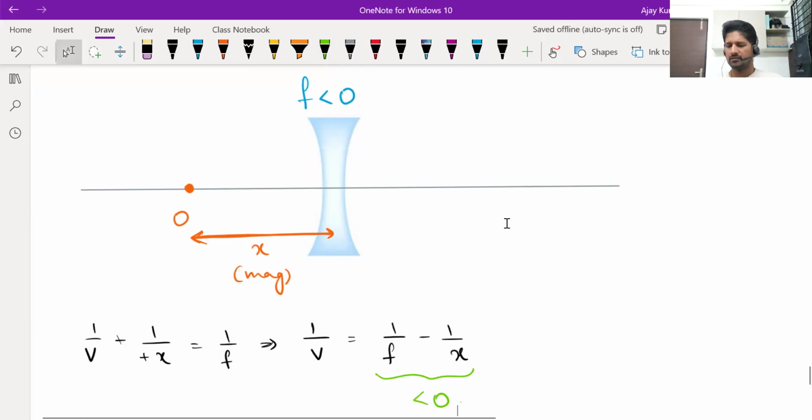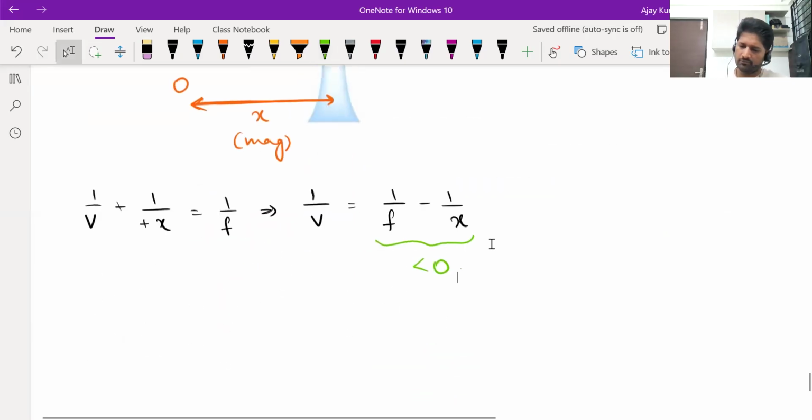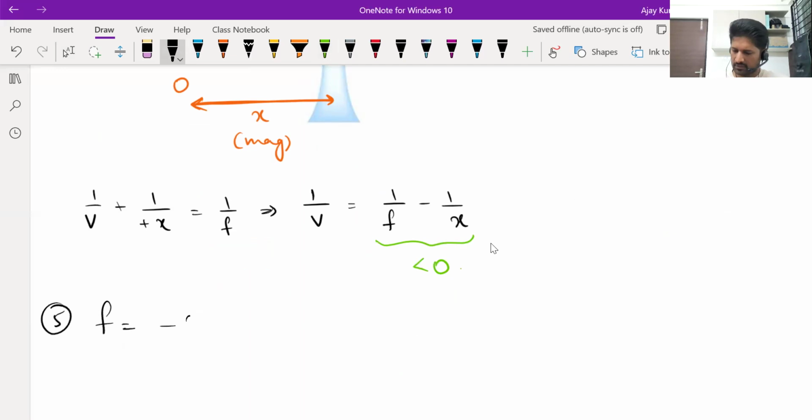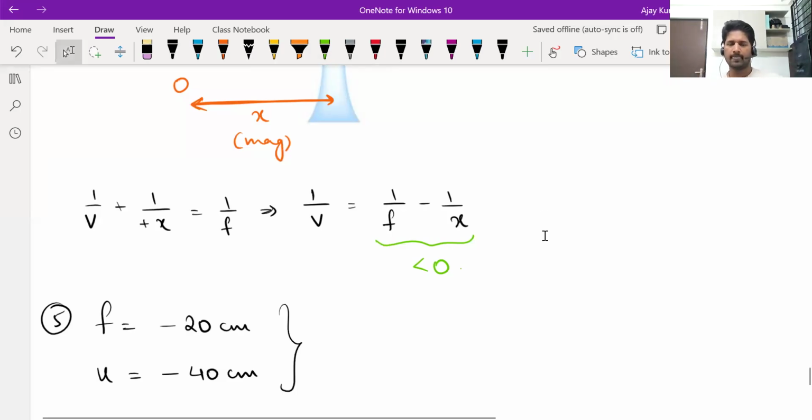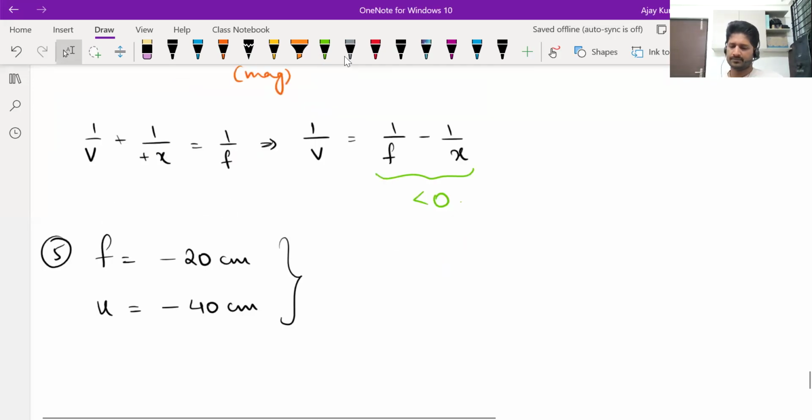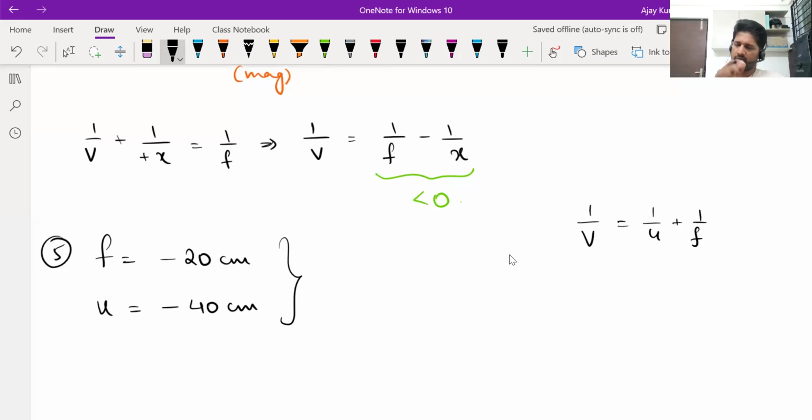Okay. And where exactly it forms? Let's quickly solve one problem. Assume the focal length of the lens is minus 20 centimeters. And let's say the object is at a distance of, I'm giving you along with the sign, let's say minus 40 centimeters. Quickly tell me the image distance. You can start writing it this way. 1 by v is equal to 1 by u plus 1 by f. Instead of writing minus 1 by u on this side, then sending it that side. It becomes 1 by minus 40 plus 1 by minus 20.